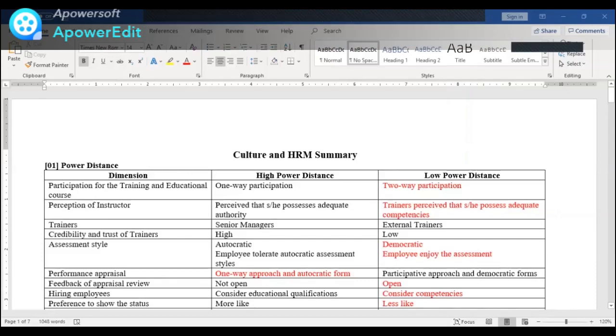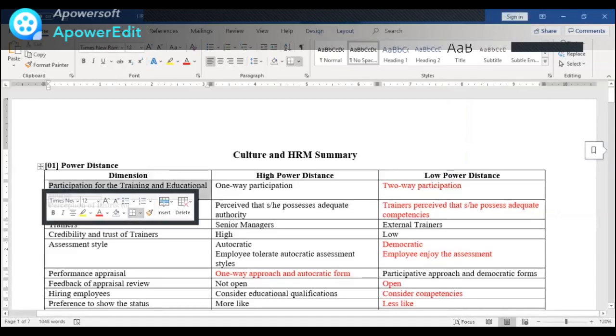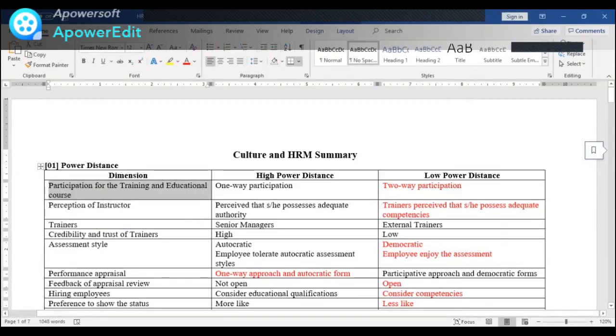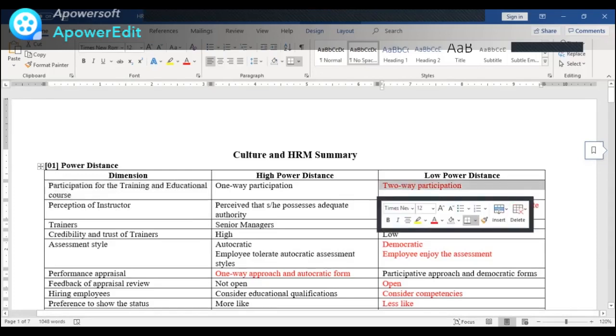When concerning participation for training and education, in high power distance culture, it is one-way participation. The trainee is hearing, the trainer telling, the teacher explaining, the students hearing. But in low power distance culture, it is two-way participation. Trainer and trainee together complete the course.